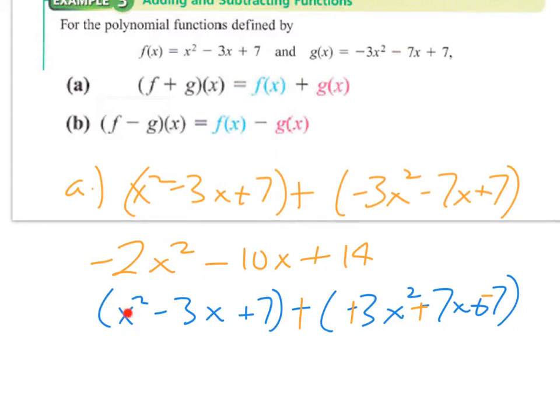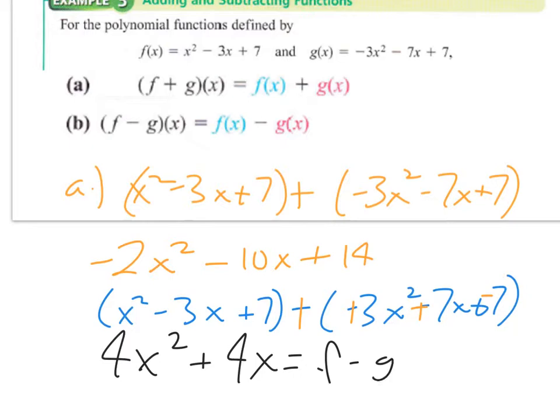So if I look at adding the x squared and the 3x squared, they're both positive, so I get a result of 4x squared. If I'm looking at the minus 3x and the plus 7x, that'd be a total of plus 4x. Plus 7 minus 7 would be gone, so it's really just 4x squared plus 4x. That's what f minus g of x equals.